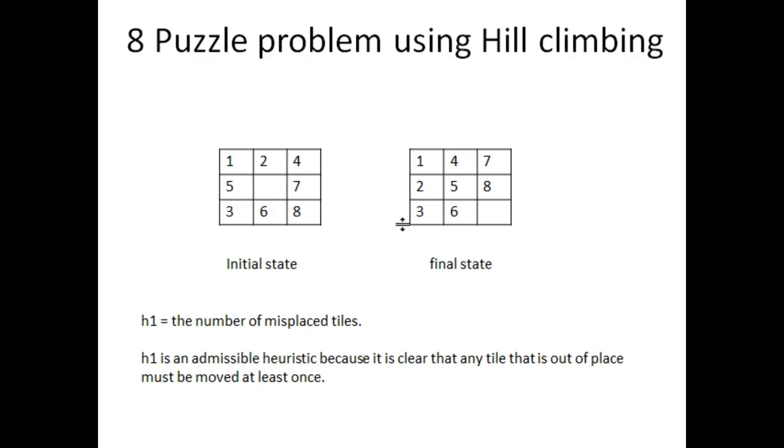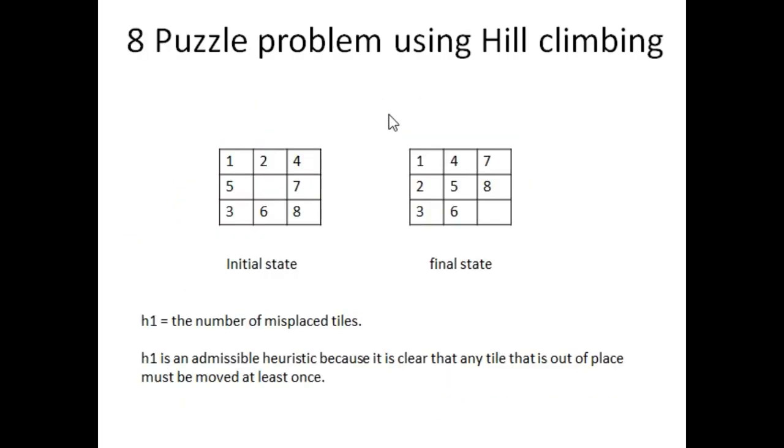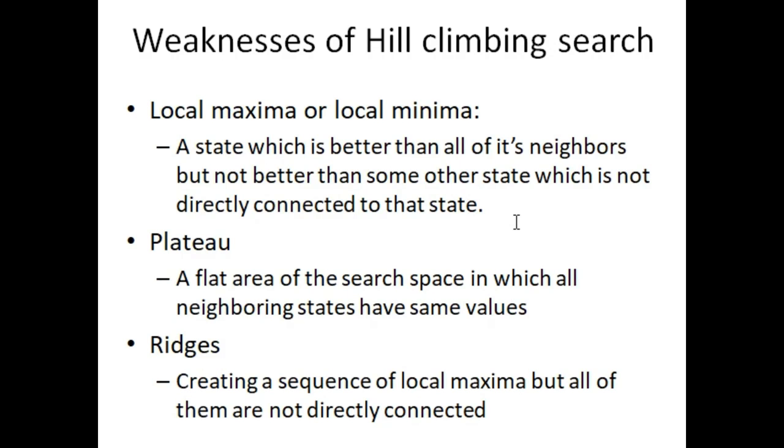We use the heuristic value, which is the number of misplaced tiles, and this heuristic value is an admissible heuristic. So we solved this problem by using hill climbing, and we watched the behavior of local maxima and local minima when we solved this problem. So there are 3 different weaknesses of the hill climbing search technique.